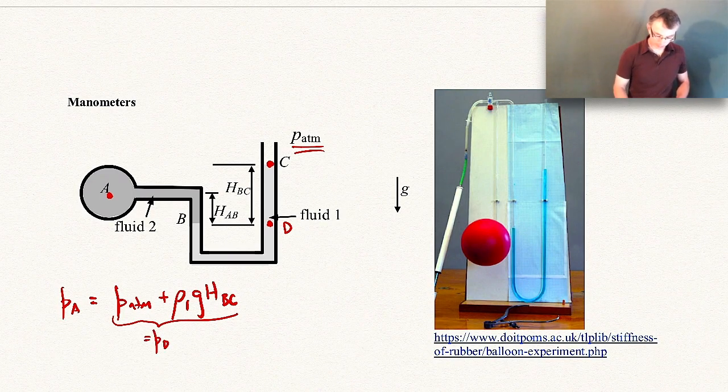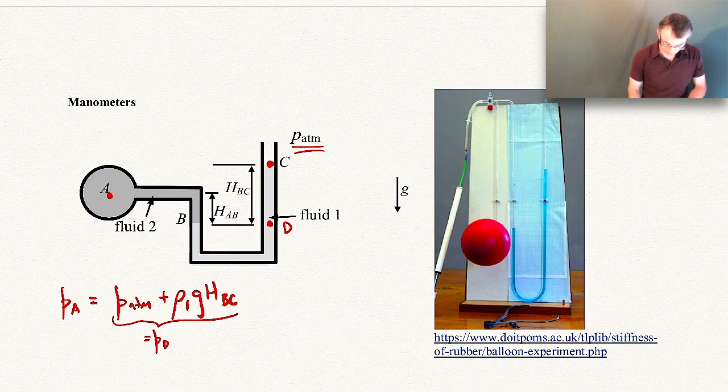It's the pressure I started with, P atmosphere, plus rho 1 g h_BC. Rho 1 because I'm moving in fluid 1, h_BC because I moved a distance of h_BC, and I'm adding because I'm moving down, and so the pressure has to increase to support the extra weight.